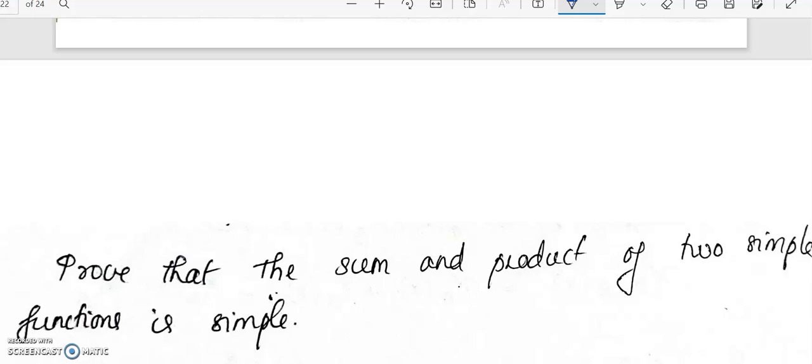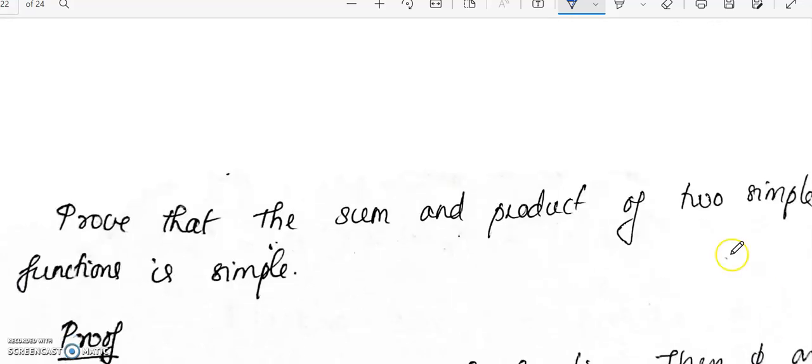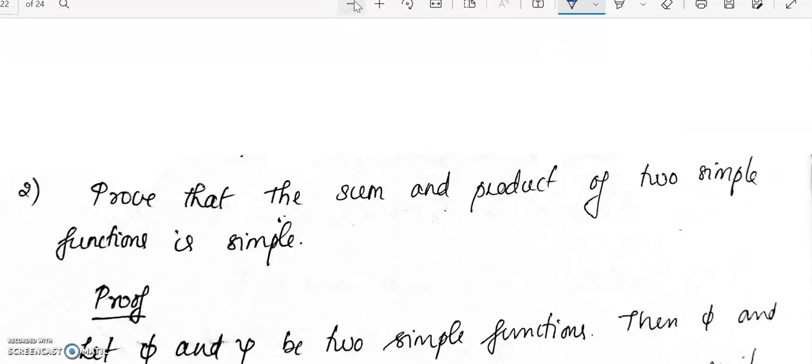Now let us look at another problem. The next problem is to prove that the sum and product of two simple functions are simple. So let us consider two simple functions. We will show that the sum and product of two simple functions is simple.